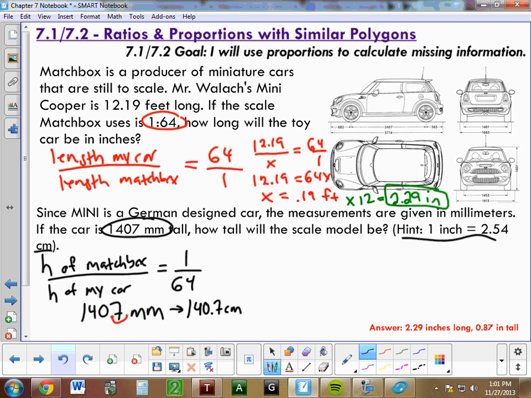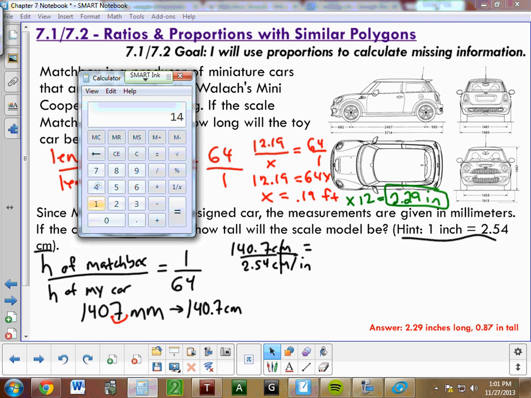Now I should be able to convert that to inches. So I'll take the 140.7 centimeters and divide that by 2.54 centimeters in an inch, and the centimeters will cancel. I don't know that off the top of my head, but let's check. Divided by 2.54, it's about 55.39 inches.